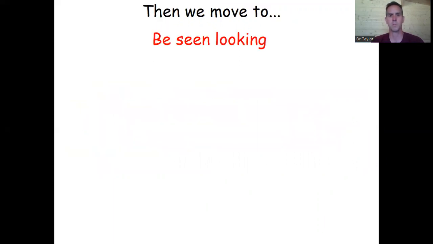From Brighten Lines, we move into Be Seen Looking. So now we should have the students moving into the task, and now we need to be seen looking, which is the students can see us looking. We don't have to do anything apart from look like we're looking. Two ways we do that.